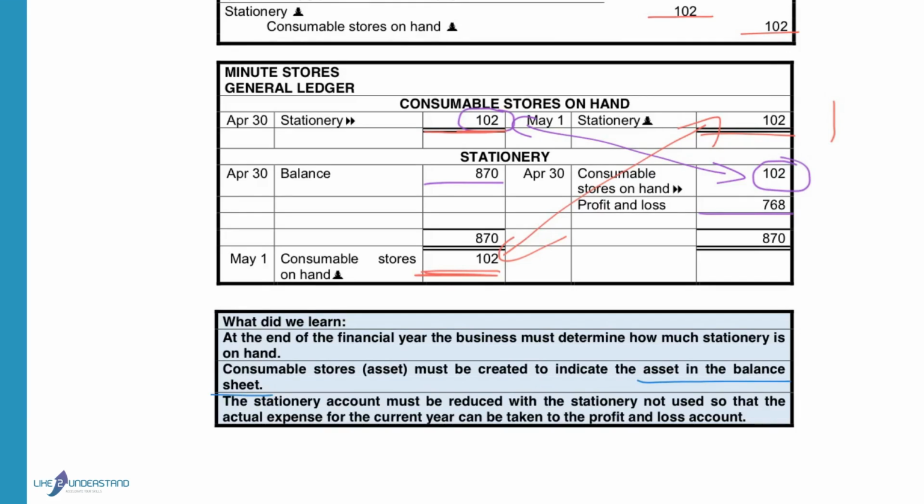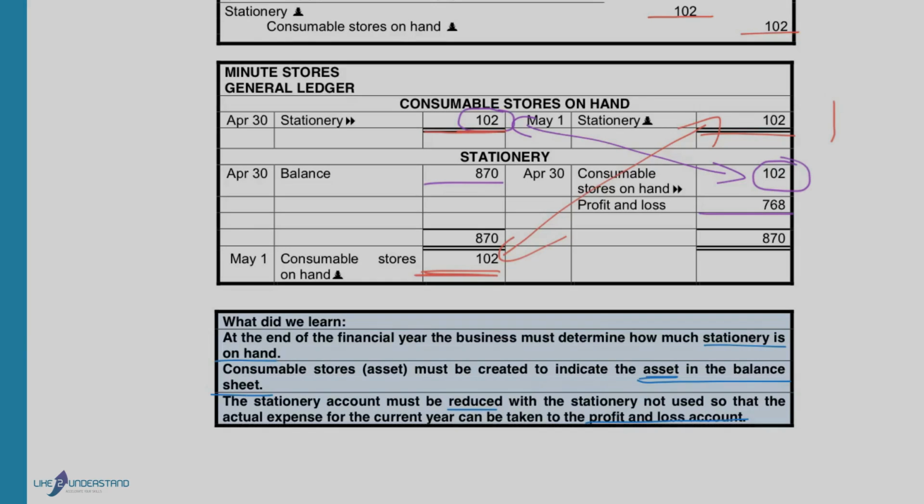At the end of the financial year, you will always determine if there's any stationery, packing material, petrol, oil, cleaning materials left over. And what's left over, you will reduce your expense so that you will take the actual expense to your profit and loss account and not the total figure if there's any of this left over. And you will create an asset to show that all this stationery was not used, and the stationery that's on hand at the end of the year is the asset that I will carry over to the next financial year.